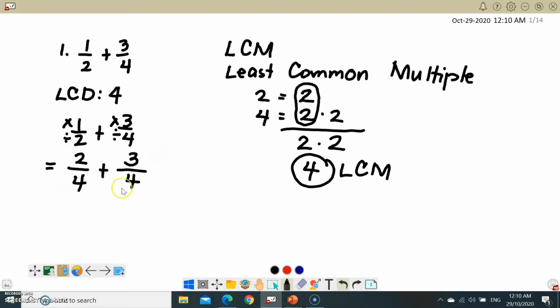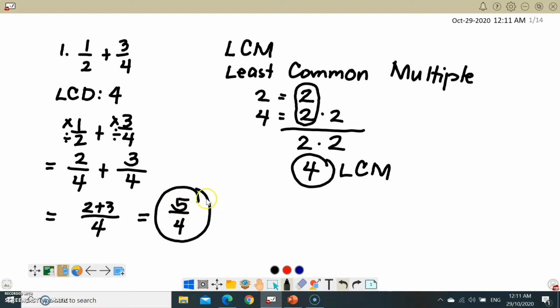Now notice that 1/2 plus 3/4 becomes similar fractions. Why? Because they already have the same denominator. So we now follow the steps in adding similar fractions. That is, add the numerators, so that becomes 2 plus 3, and then copy the common denominator. 2 plus 3 is equal to 5, copy the denominator, 4. Then we simplify. Are there common factors of 5 and 4? No more. Therefore, we now have the sum as 5 over 4.